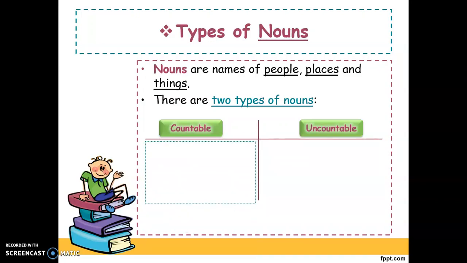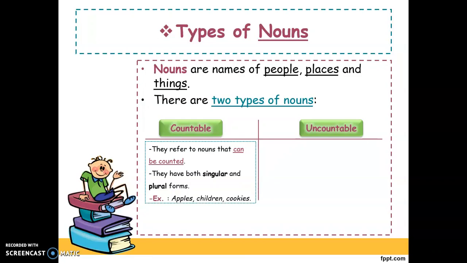So first off, countable nouns. They refer to nouns that can be counted. This means we can assign a number or give a number to each part of the object we are talking about. They have both singular and plural forms. So this means that the actual noun can come in a single form, or basically on its own, like the noun child, or ball, or banana, or apple, or cookie. But it could also come in plural form when it is expressing more than one thing, such as apples, children, cookies, balls, bananas, anything really.